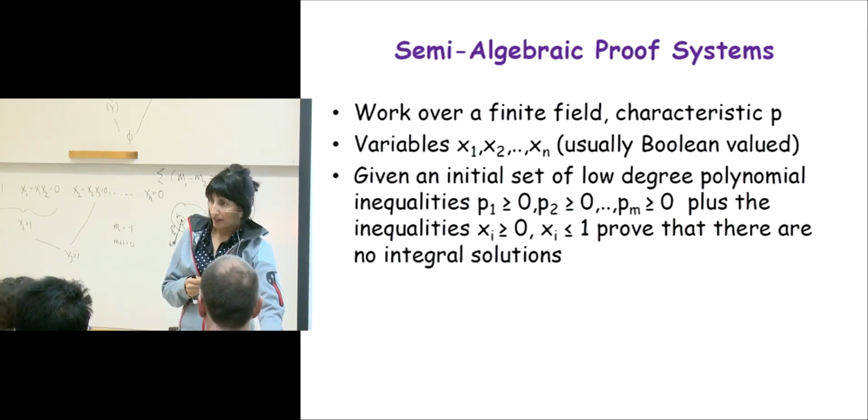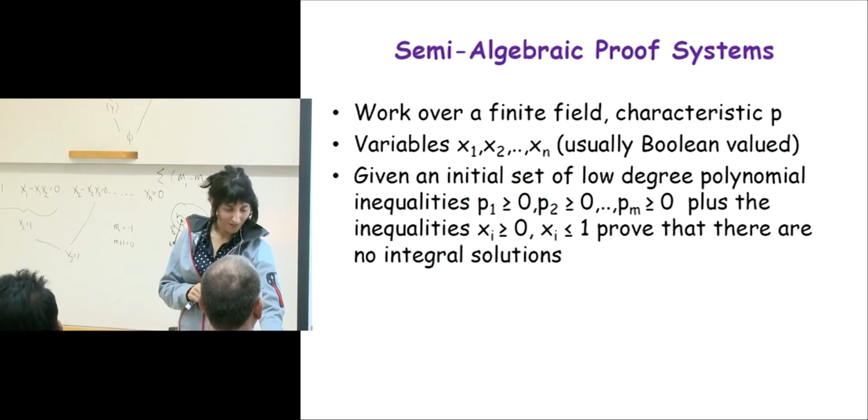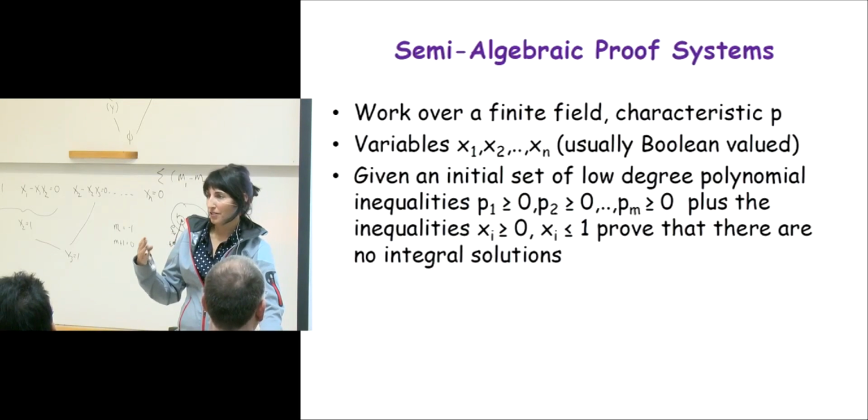Sorry, how do you have inequalities over a finite field? Okay, forget the finite field. Fine, you're over the reals. So you start with two kinds of equations: the equalities and the inequalities, and you're trying to show again that there's no solution. And you have the inequalities that the variables are between 0 and 1.